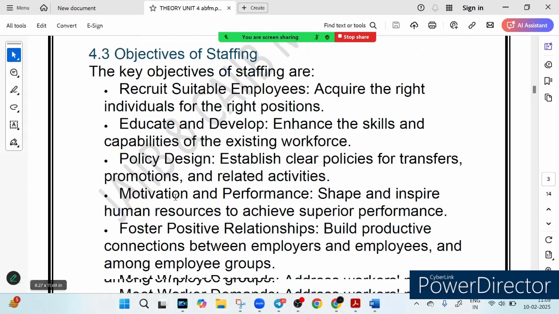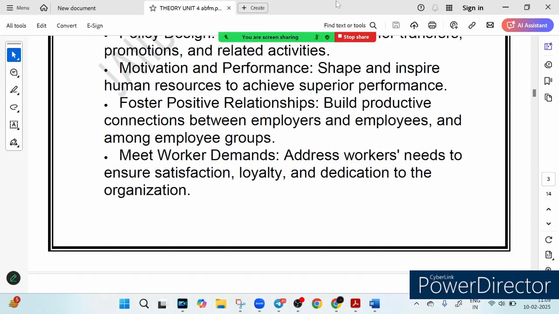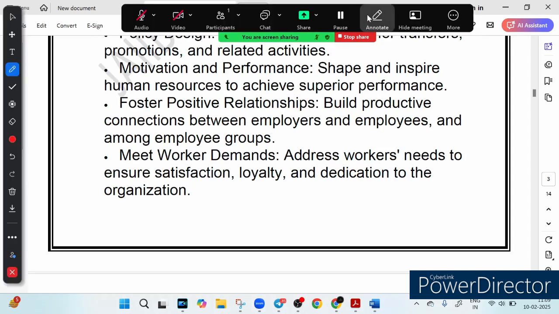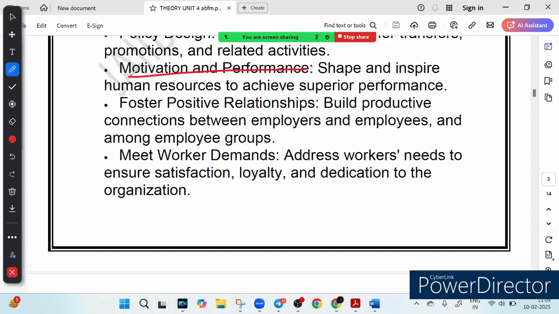The next we have is motivation and performance. Motivated employees perform better. Simple things like appreciation and reward can inspire people to give their best every day. If you reward them, this will inspire them, this will motivate them to work more efficiently.